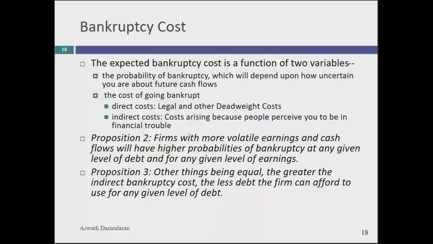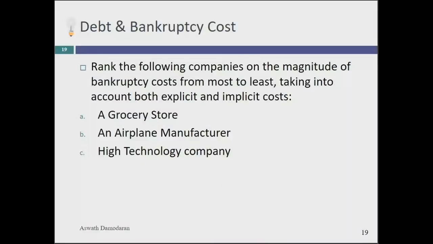Your expected bankruptcy cost is a product of the probability of bankruptcy, which is a function of how uncertain you're about income, and that cost of bankruptcy. So let's see why that cost of bankruptcy might vary across companies. Let's suppose I came to you with 3 companies and focus again just on the bankruptcy cost, and perhaps just on the indirect bankruptcy cost, because the rest of the process will play out.